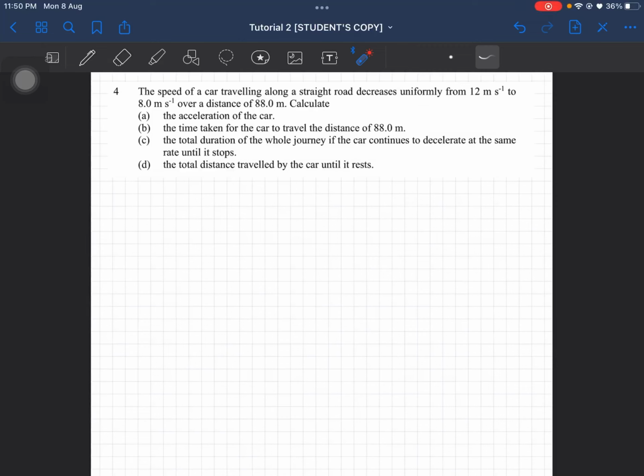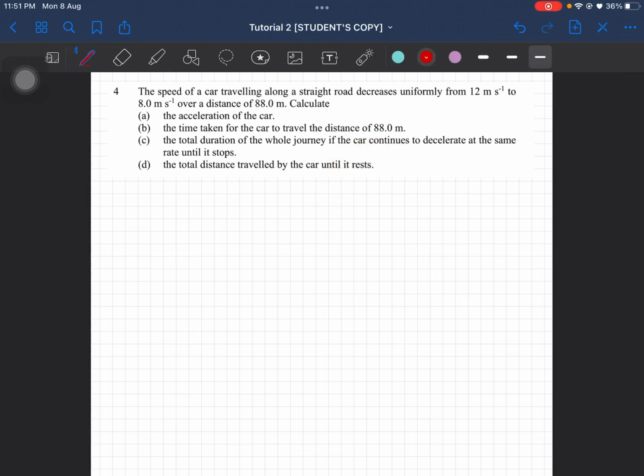Question number 4. The speed of a car traveling along a straight road decreases uniformly from 12 to 8 meter per second over a distance of 88 meter. So we have to calculate the acceleration of the car, the time taken for the car to travel the distance of 88 meter, total duration of the whole journey if the car continues to decelerate at the same rate until it stops, and lastly the total distance traveled by the car until it rests.